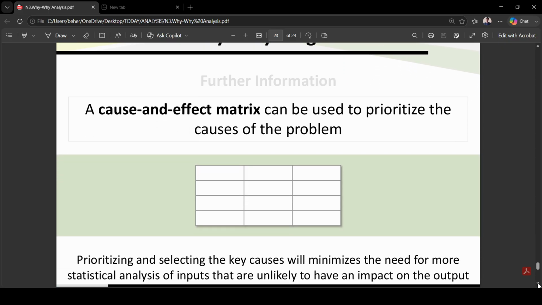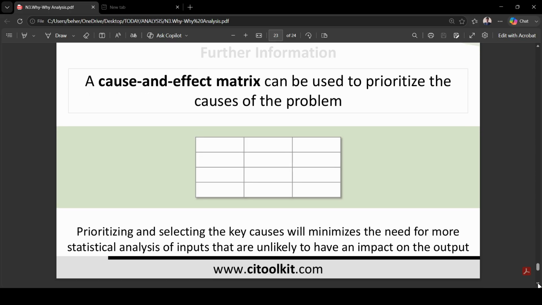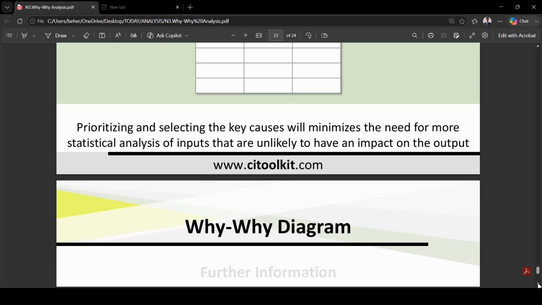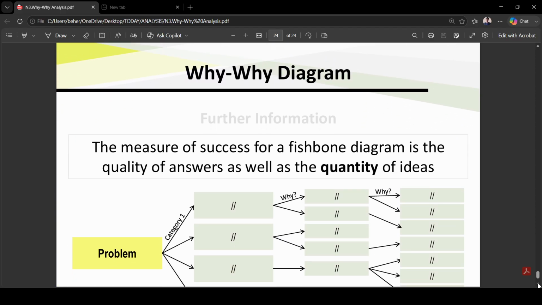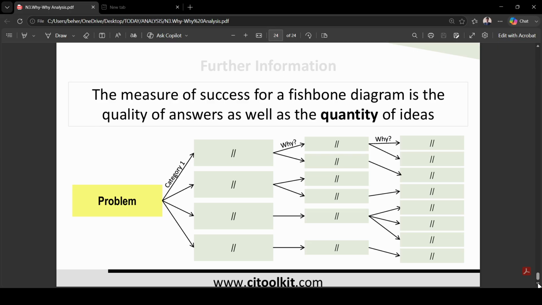A cause and effect matrix can be used to prioritize the causes of the problem. Prioritizing and selecting the key causes will minimize the need for statistical analysis of inputs that are unlikely to have an impact on the output. In the why diagram, the measure of success for a fishbone diagram is the quality of answers as well as the quality of ideas.